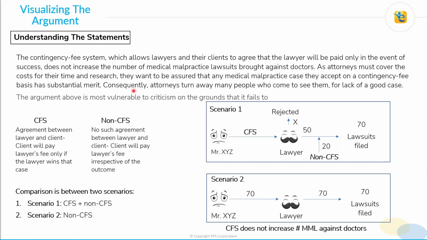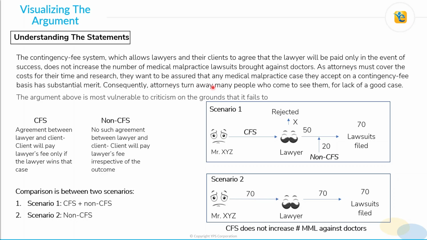This "consequently" just presents the reason, the cause and effect, why the lawyers are able to reject those cases. So it does not present the conclusion here, and if you got confused with conclusion identification here, then you are not understanding the passage properly, right? So this is a takeaway for you. You need to go by the meaning of the passage and not just by conclusion markers.